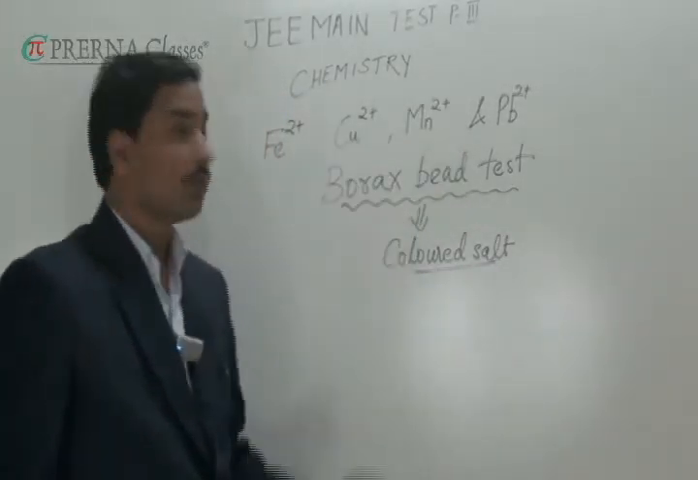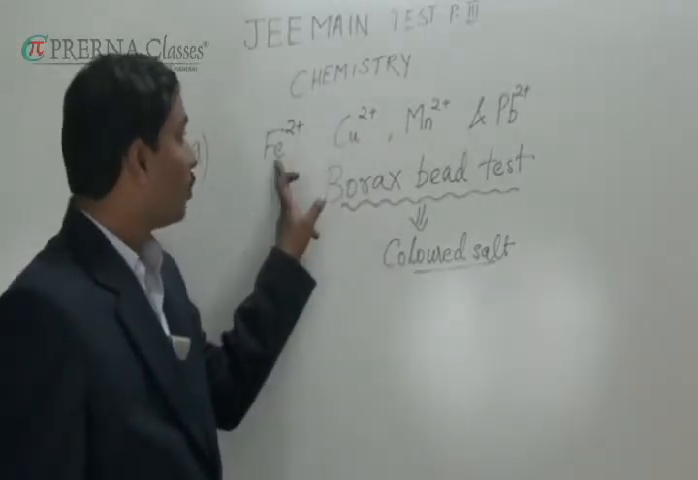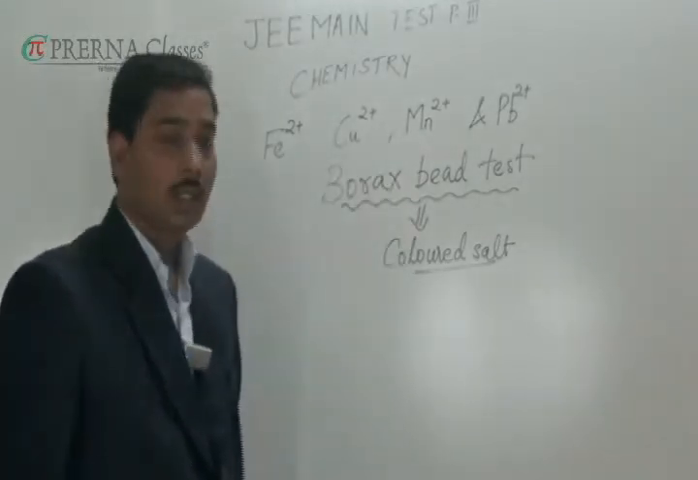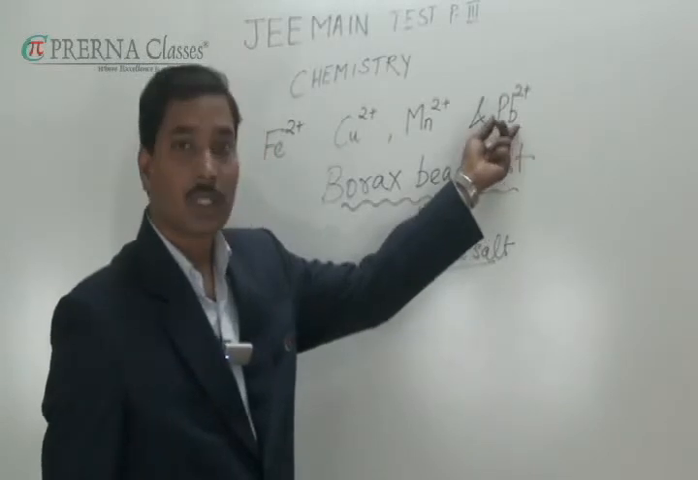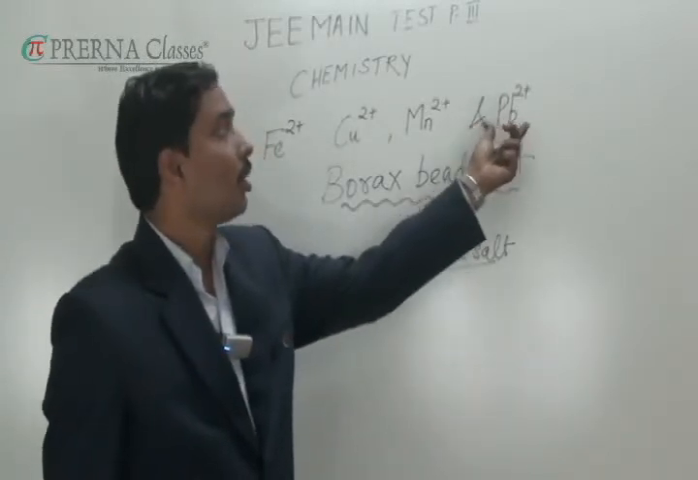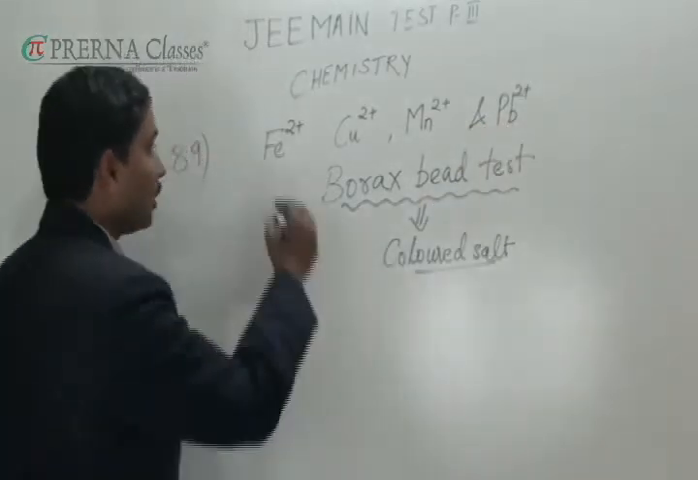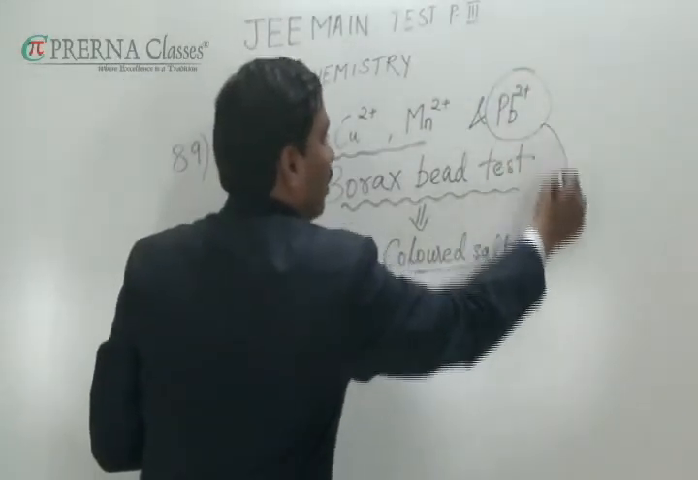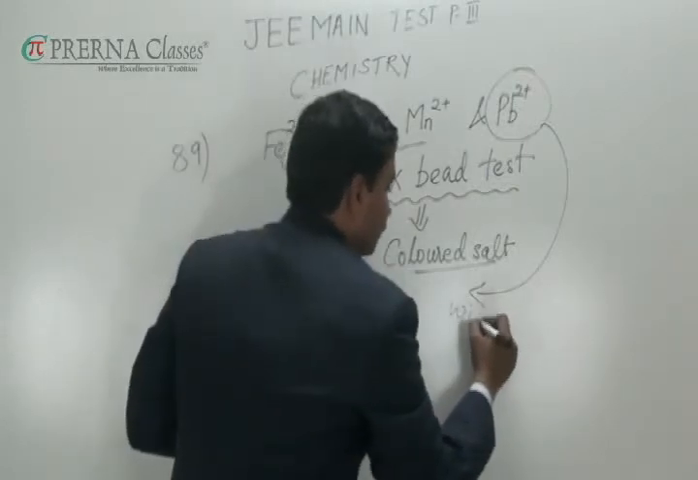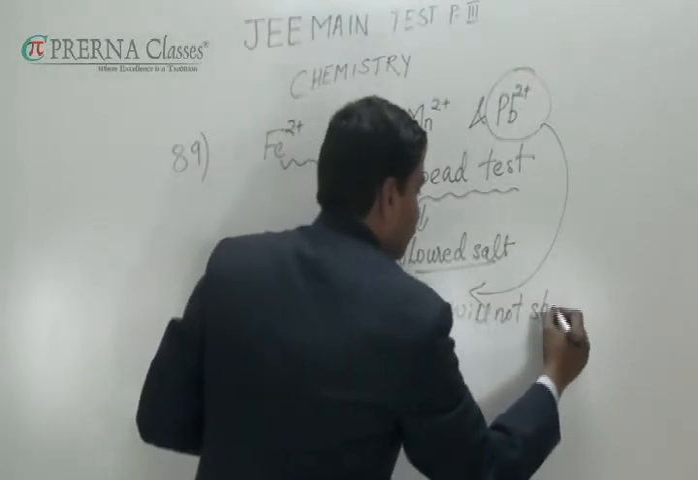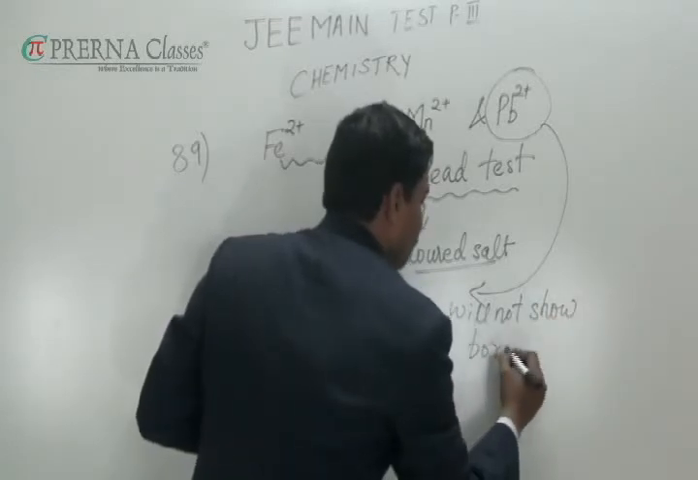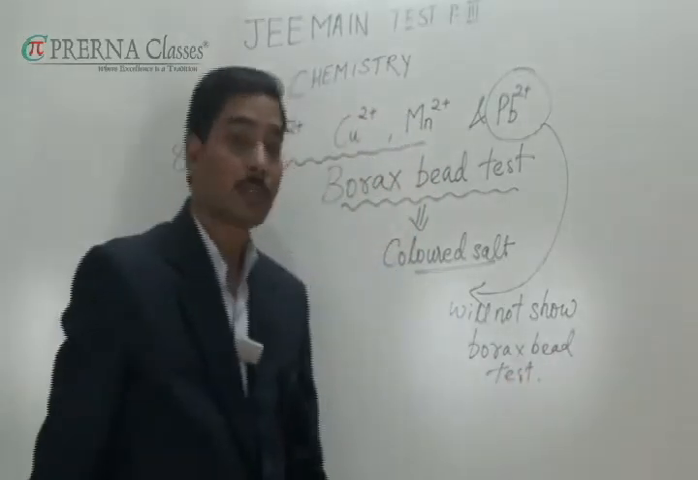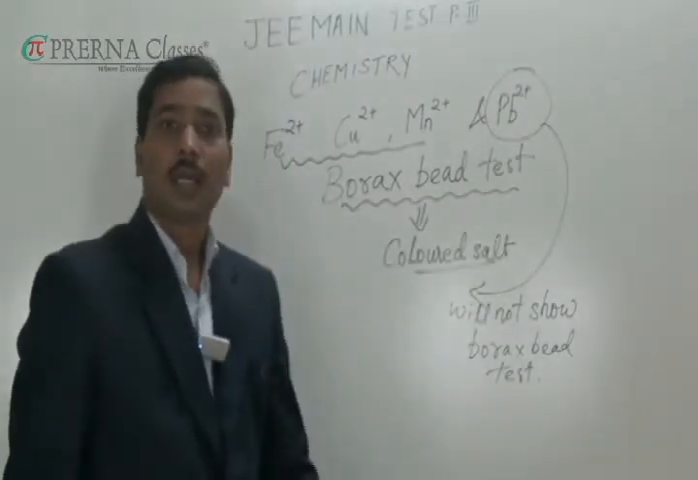Out of these four, the first three, Fe2+, Co2+ and Mn2+, are transition elements. Therefore their salts are colored. And this one, Pb2+, is a non-transition element, and it is not a colored salt. So these three will show the borax bead test, and Pb2+ will not show the borax bead test since it is a colorless salt.